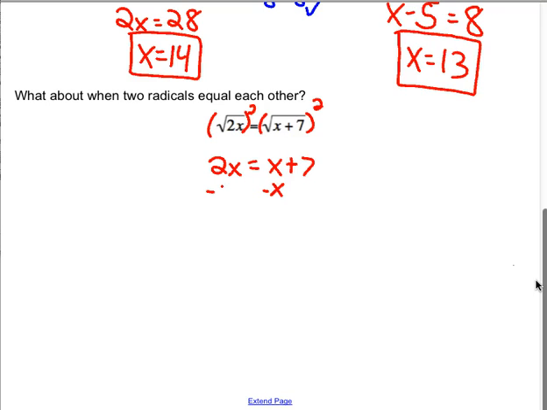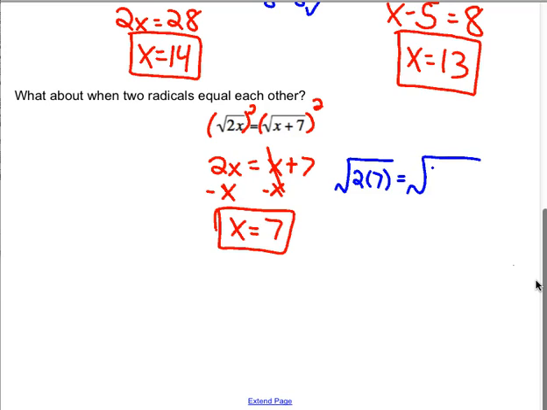Get my x's together. I'm going to subtract x from both sides. So I'll have x equals 7. And again, let's check to convince ourselves that that's right. So I'm going to plug 7 in. 2 times 7 is going to be 14. 7 plus 7 is 14. And that checked out, so I know that I have the right answer.